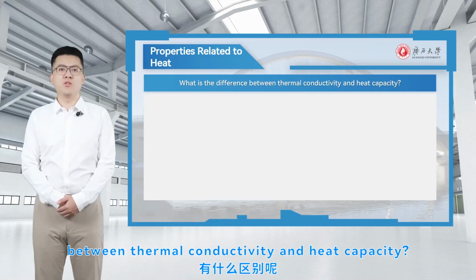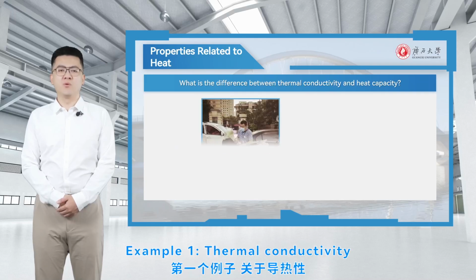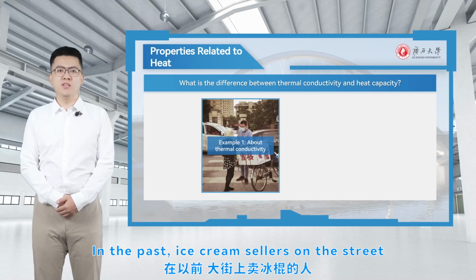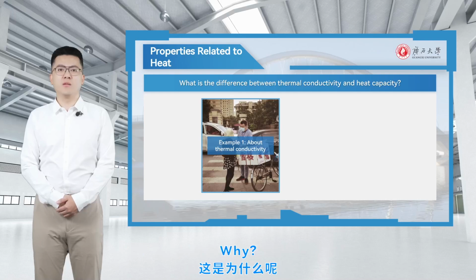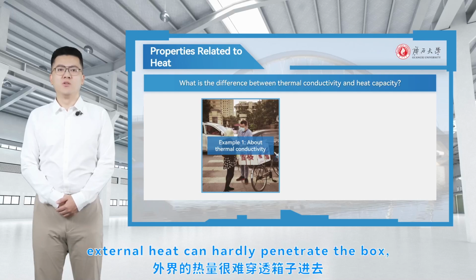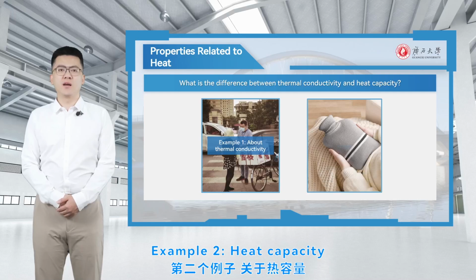What is the difference between thermal conductivity and heat capacity? Let's use two real-life examples. Example 1. Thermal conductivity. In the past, ice cream sellers on the street used foam boxes to store ice cream. Because foam has very low thermal conductivity, external heat can hardly penetrate the box, so the ice cream does not melt. Example 2. Heat capacity.